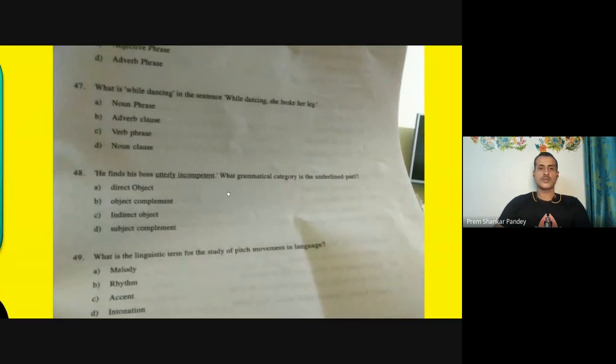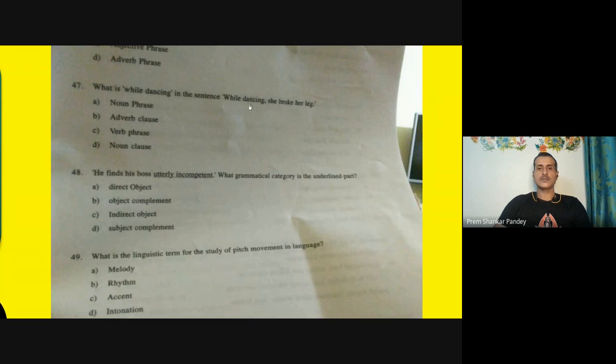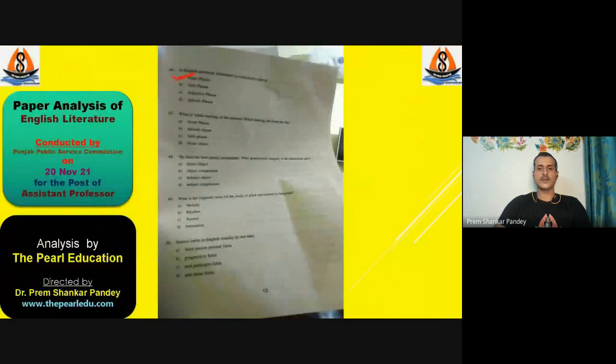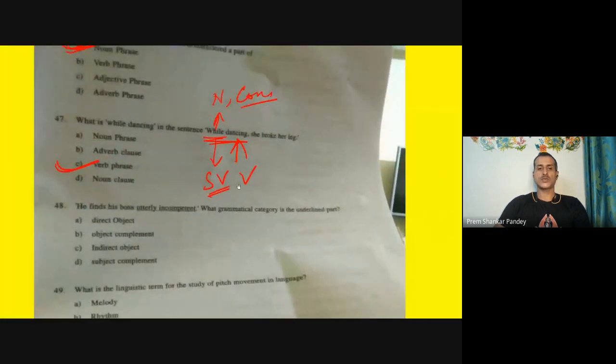Okay, the next question. What is "while dancing" in the sentence "While dancing, she broke her leg"? The right answer here is verb phrase. Verb phrases are those phrases in which there is a verb. Dancing is a verb supported by another supporting verb. Here while is used as a supporting verb. While can also be a noun, and also a conjunction, but in this sentence it is used as a supporting verb. So verb phrase is the right answer.